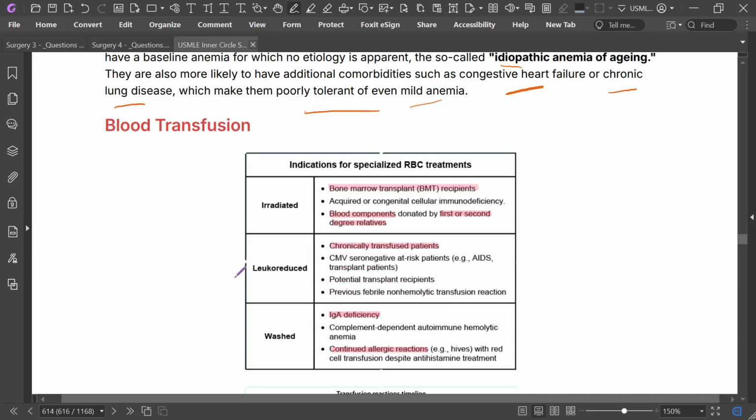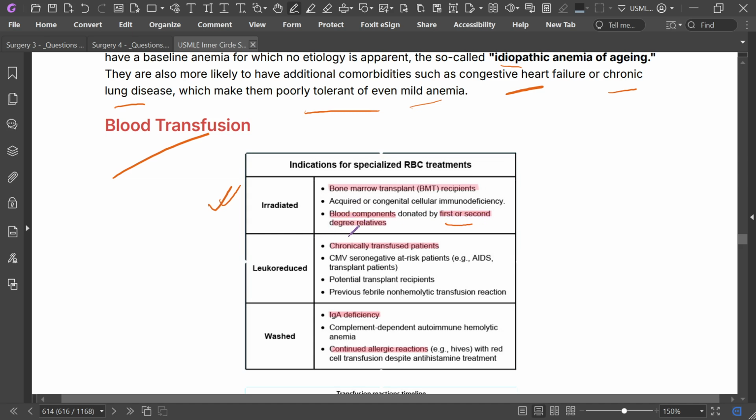Okay, now the most important topic is blood transfusion. We will discuss this in detail. What are the indications for specialized RBC treatment? Irradiated RBC for bone marrow transplant recipients, and for blood components donated by first or second degree relatives.